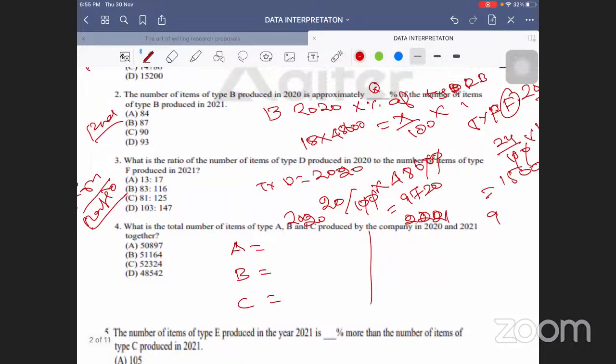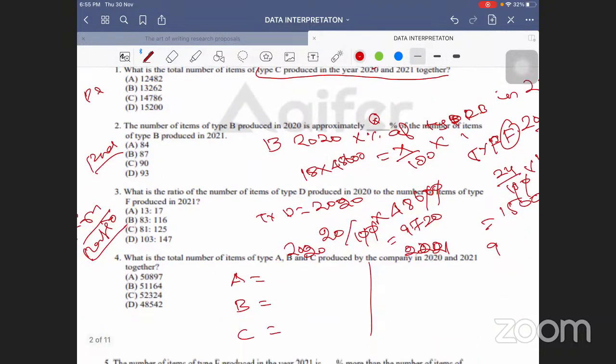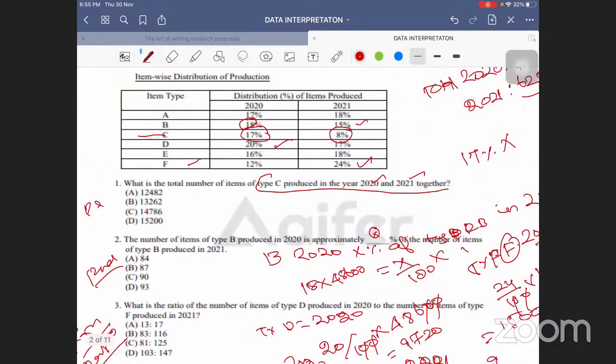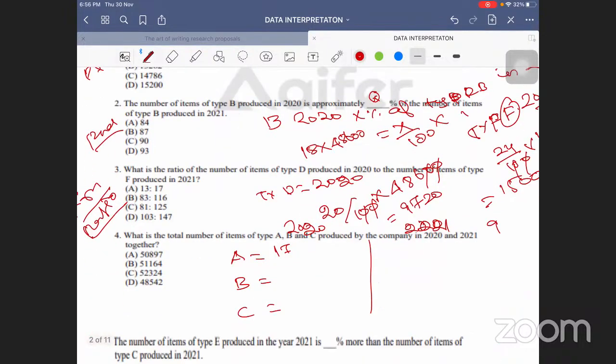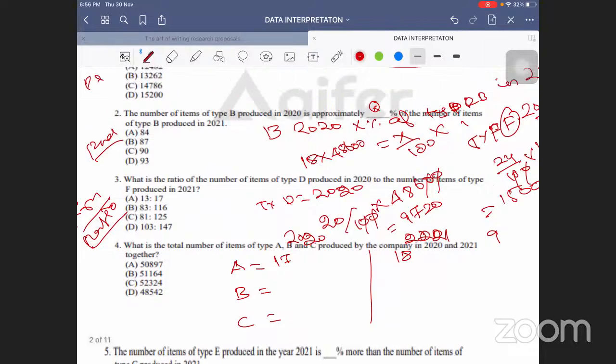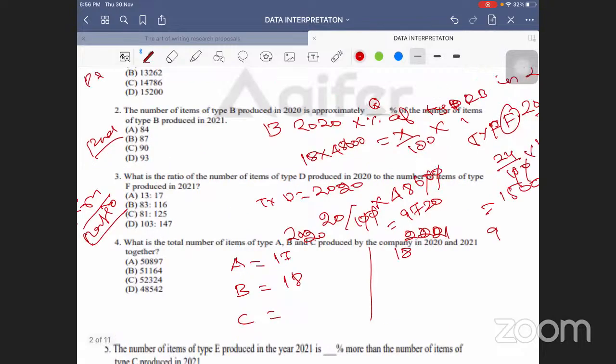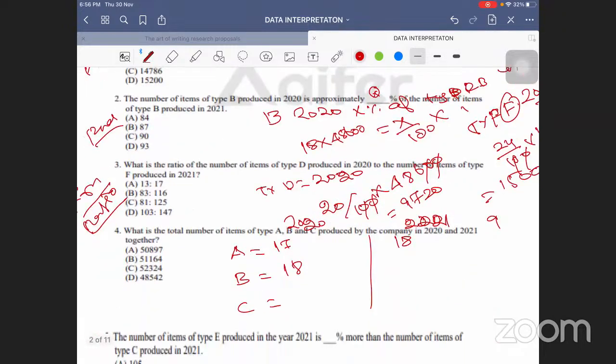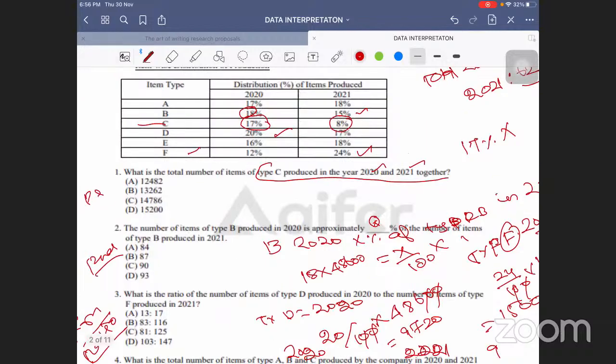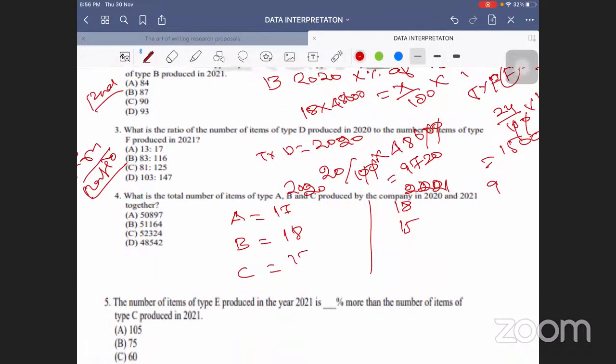So first write the 2020 production and the 2021 production. What is the 2020 A percentage here? 17 in 2020, and B in 2021 is 18%, and here in 2020 it is 18%, and 15%. 17 and 18. So the total number of items produced in 2021 is 48,600.